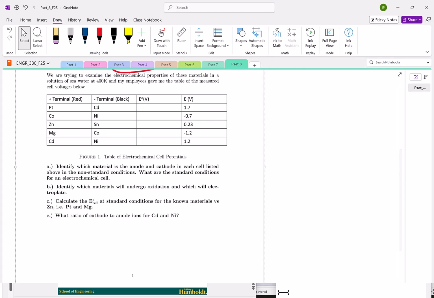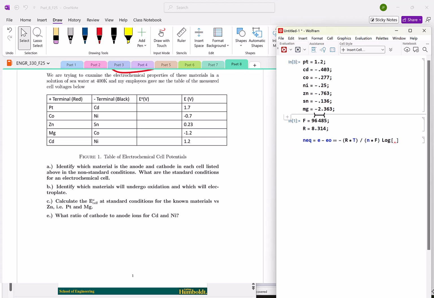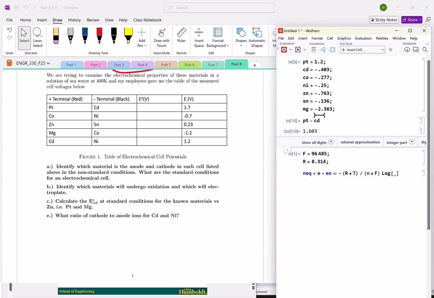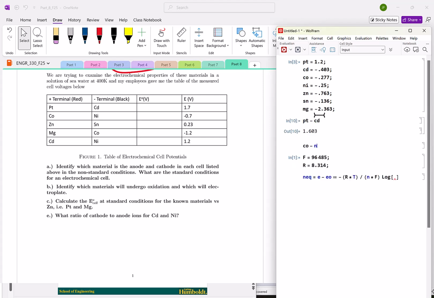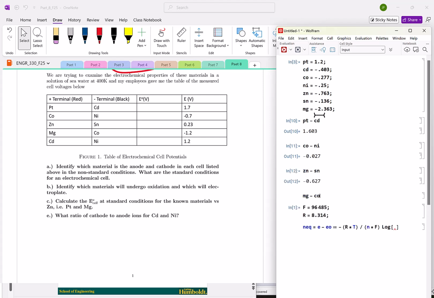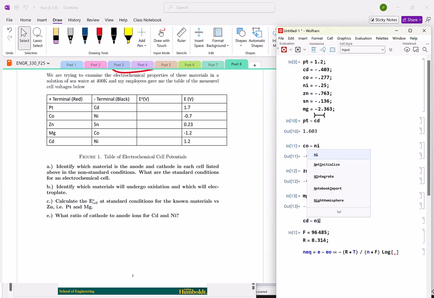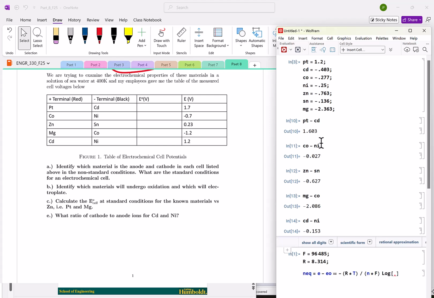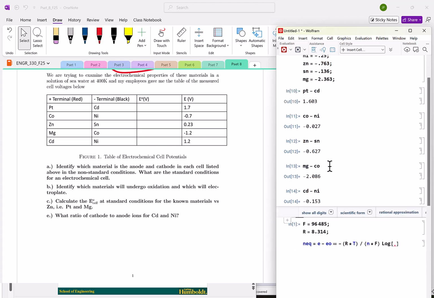So positive terminal, negative terminal. We know it's just going to be Pt minus Cd, Co minus Ni, and so on. These are all the E naughts: Zn minus Sn, Mg minus Co, Cd minus Ni. What you'd expect is, if we have a positive voltage, the electrons flow from negative terminal to positive terminal, so Pt should not corrode. We see the electrons are flowing, and that makes sense with our intuition.